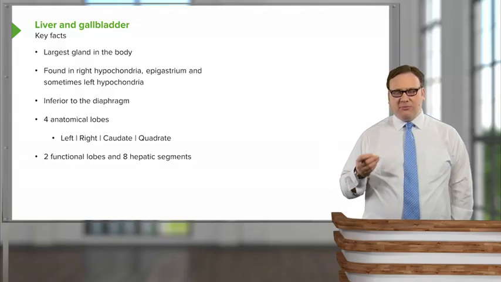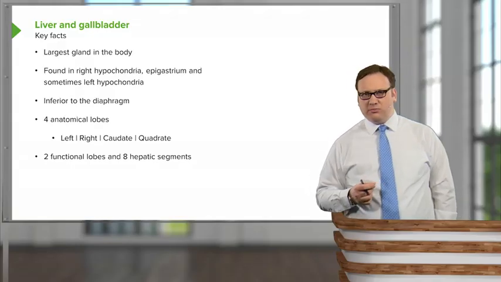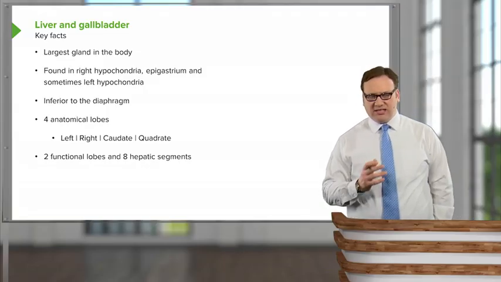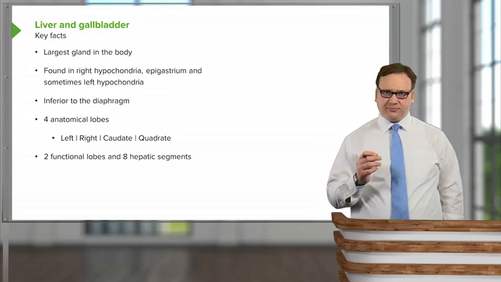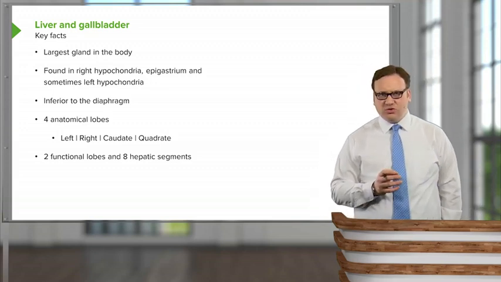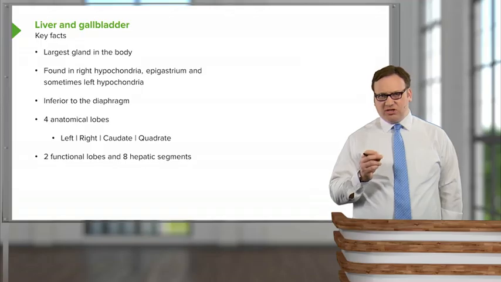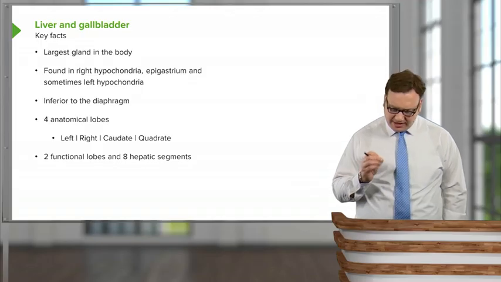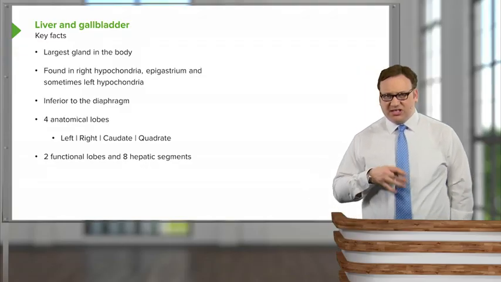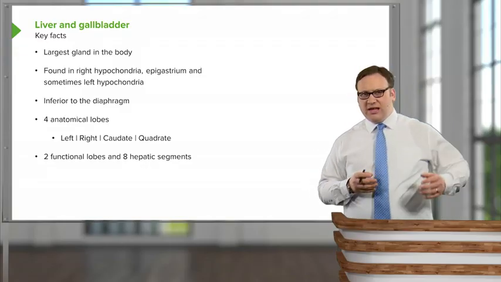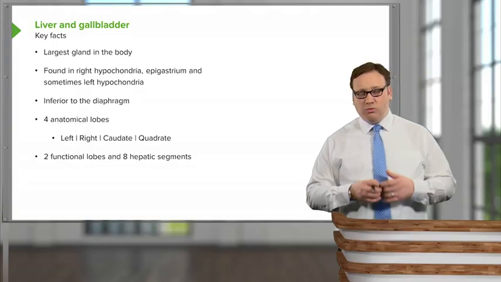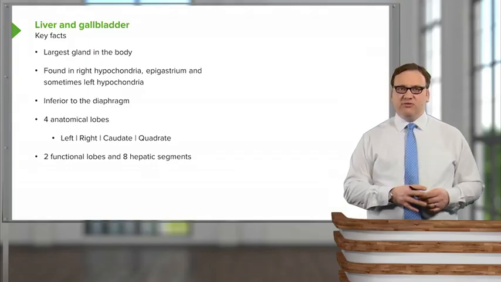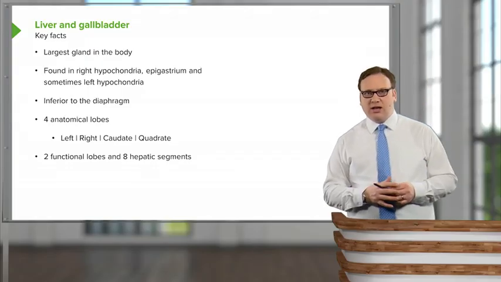And the liver is made up of 4 anatomical lobes, and these are important, 4 anatomical lobes, not functional lobes. There's the left, right, caudate, and quadrate. There's also 2 functional lobes and 8 hepatic segments. These are really important, and these lobes are different to the anatomical lobes. The anatomical lobes are really named after what you can see and various fissures that separate the liver into various parts, left, right, caudate, quadrate.